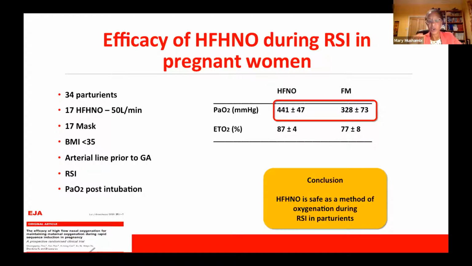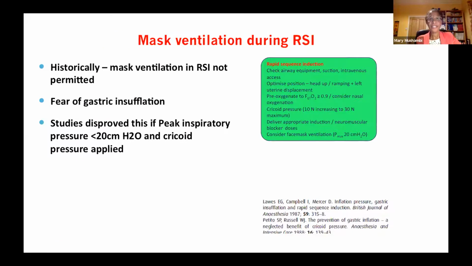And note we're saying oxygenation, not pre-oxygenating, because we're looking at peri-intubation oxygenation. What about mask ventilation? Well, historically, we've always discouraged this because we were worried about gastric insufflation. But now we know that if you limit the peak inspiratory pressures to 20 centimeters of water and you've got cricoid pressure applied, you don't get that gastric insufflation. And therefore, we have included in the guidelines, you can use gentle mask ventilation.